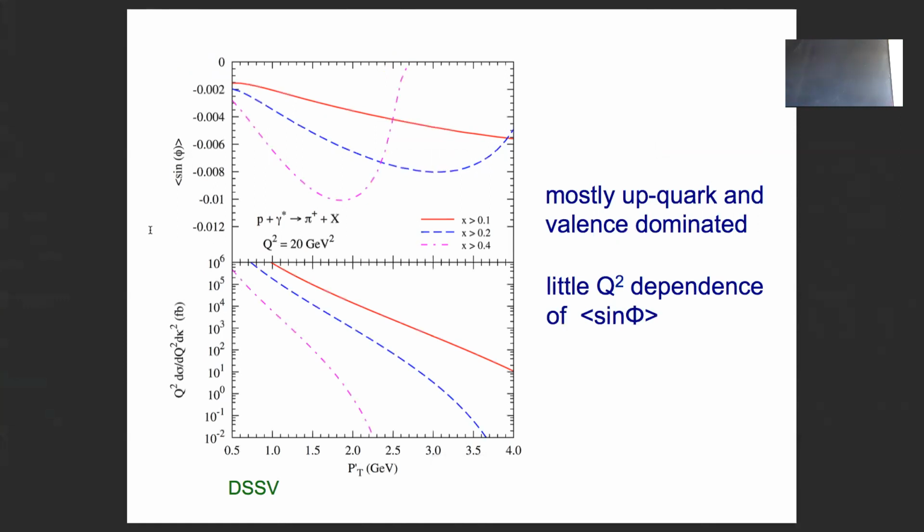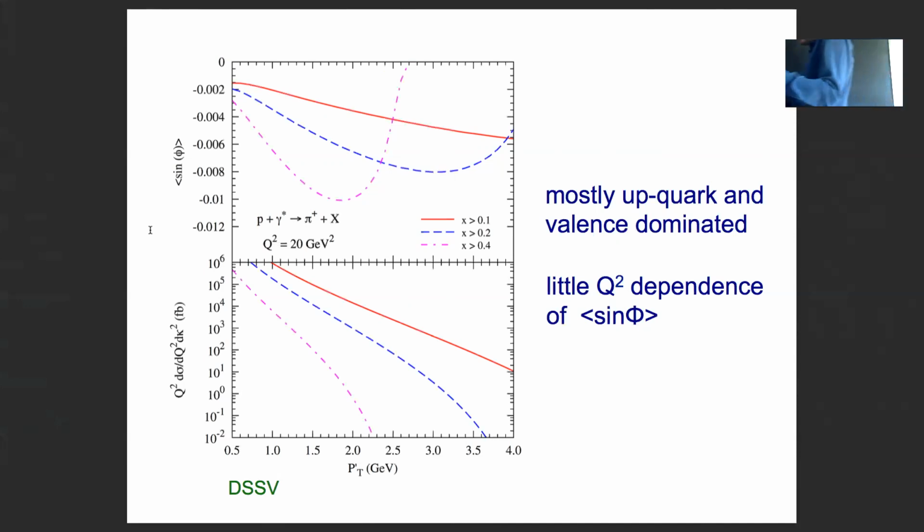At best, I'm not sure because we haven't explored the full kinematic set, but this is for a given set of kinematics. Maybe Q squared is a little high. We can play around with that much more. The point is that we're looking at pi plus produced here, so this is mostly dominated by up quarks. It's also mostly dominated by valence contributions, it turns out.